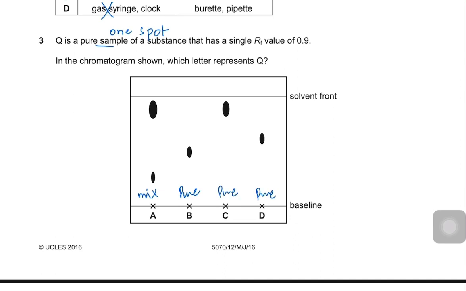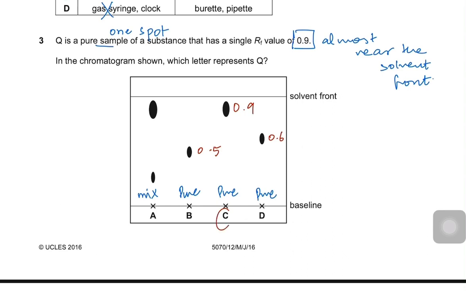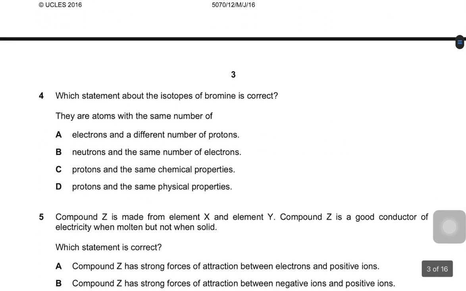D is also pure. When we talk about 0.9 of RF, it is almost near the solvent front because 0.9 means almost 9 out of 10. So if we look at option B, it is almost 0.5 and option D is almost 0.6. While option C is 0.9, so C for cat is the answer.